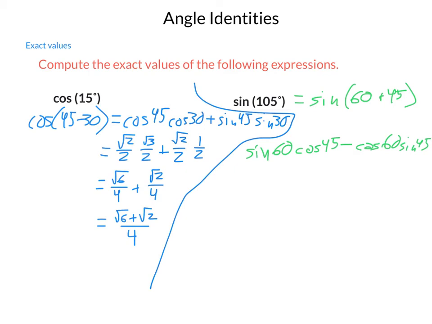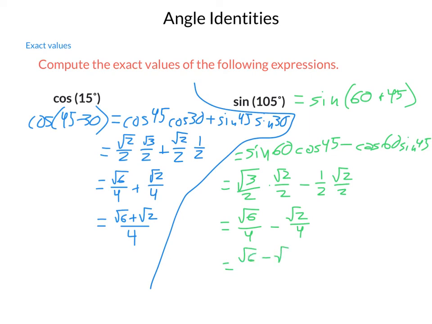Okay, so sine of 60 is square root of 3 over 2. Cosine of 45 is square root of 2 over 2. From that, we're going to subtract 1/2, cosine of 60, and then sine of 45, again, root 2 over 2. So what we end up with is square root of 6 over 4 minus square root of 2 over 4, which is simply square root of 6 minus square root of 2, all divided by 4.